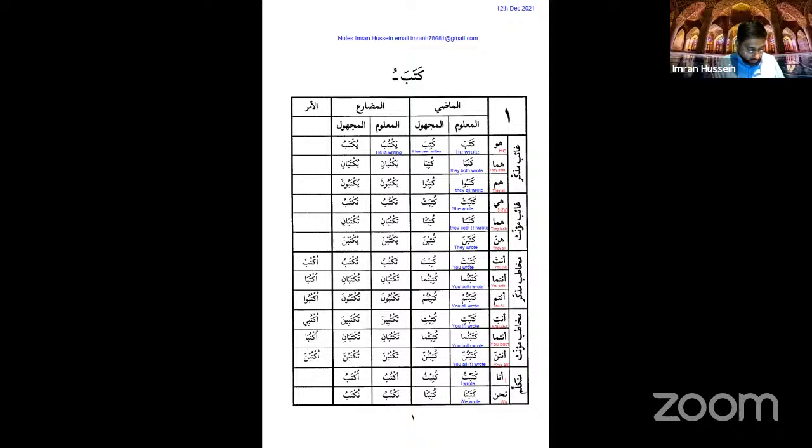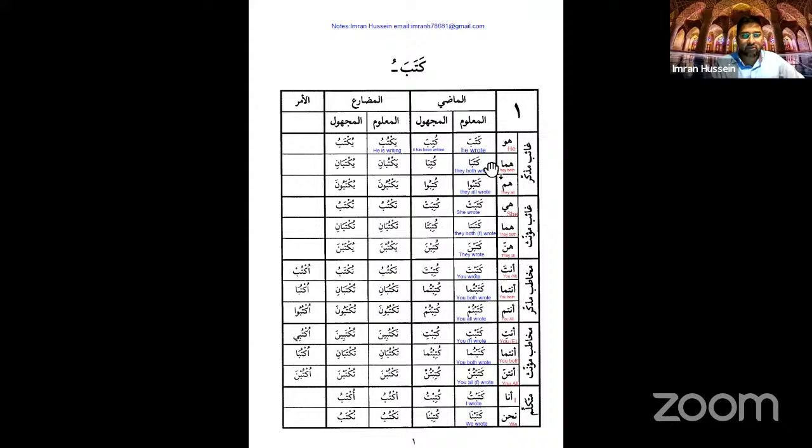Now, what we need to do is that today I'm going to start revision of the book. Well, not revision as such, just revision of past, present, and Amr. And then once I've done that, then I will start the actual next phase itself. Because I need to teach how to make Amr imperative, and also then I need to move on to the four-letter verbs and the five-letter verbs.